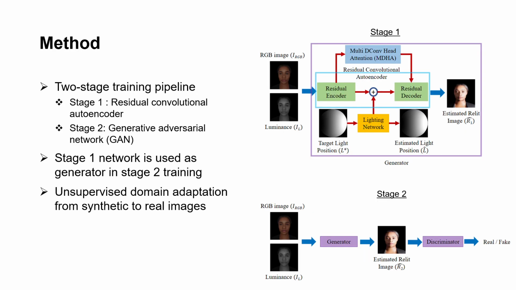We used a two-stage training pipeline to train our model. In the first stage, a residual convolution autoencoder was trained. In stage 2, a GAN was trained where the network from stage 1 was used as the generator. This network architecture enabled us to achieve unsupervised domain adaptation from synthetic to real images.